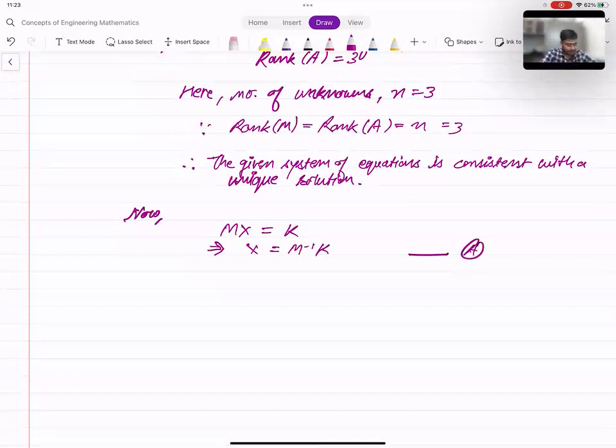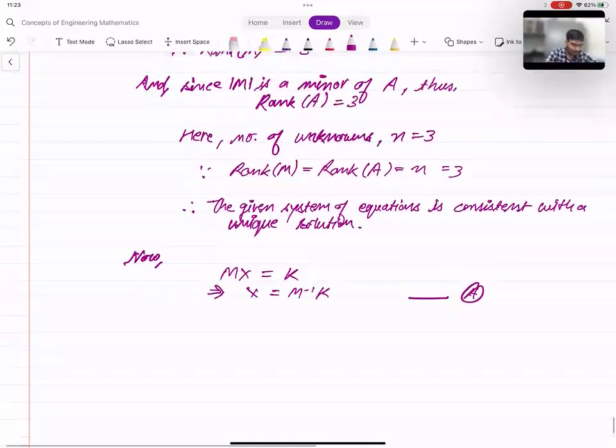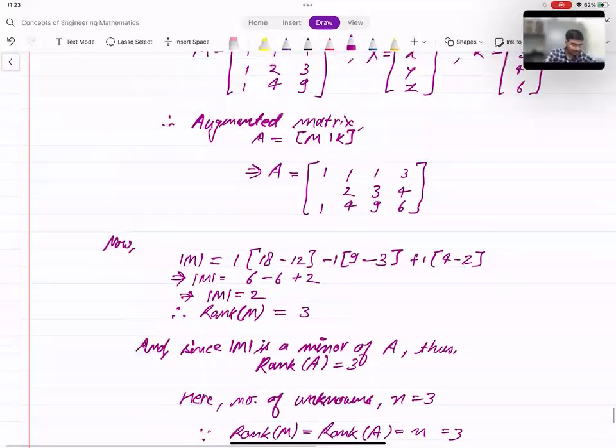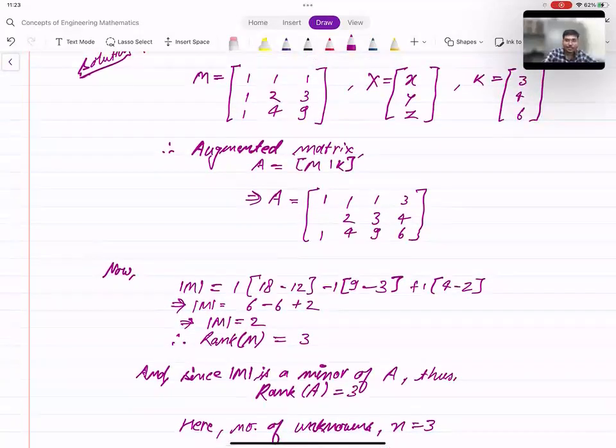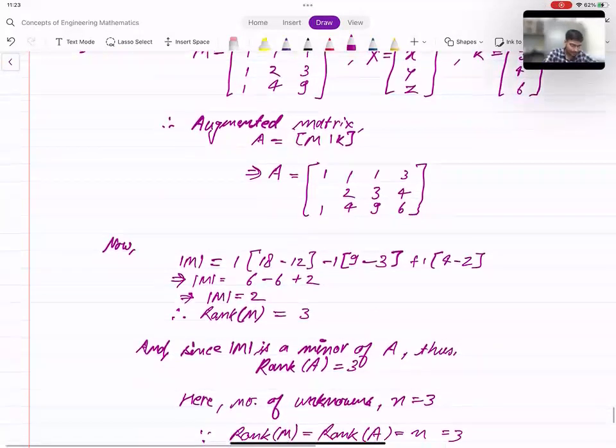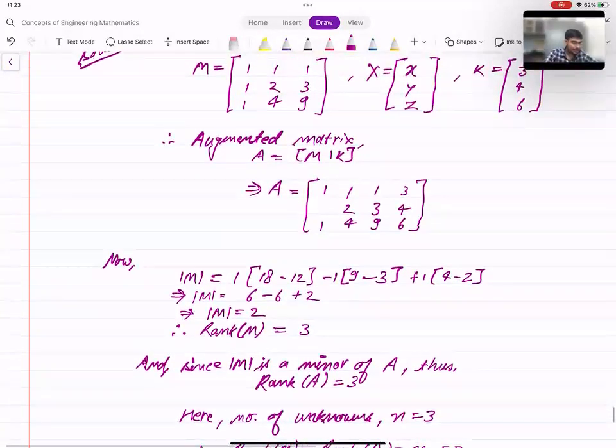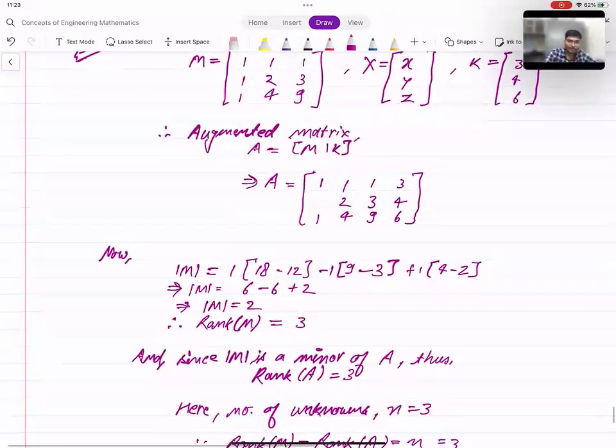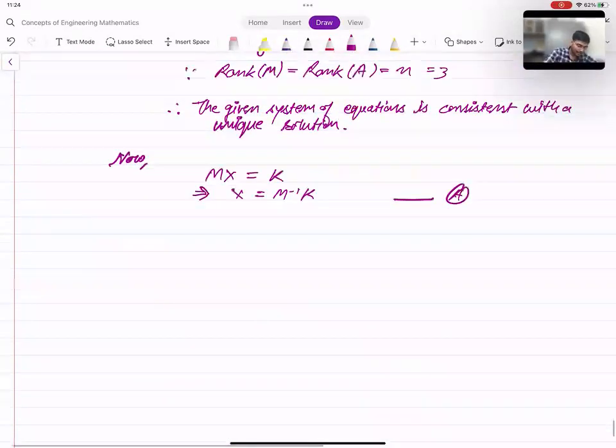In order to find the solution or values of the variable matrix X, we need to find the inverse of this matrix M. For that we need to find the adjoint of M, which will be the transpose of the cofactor matrix, and then we need to divide it by the determinant of M, which is 2. So let us see what the cofactors are.